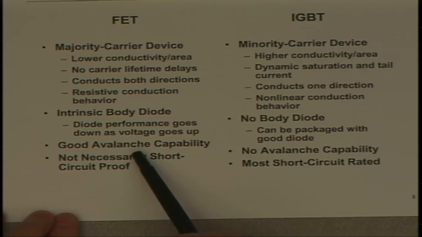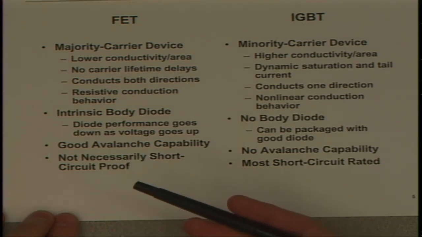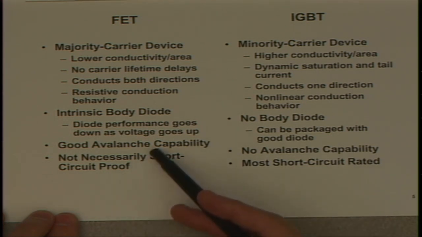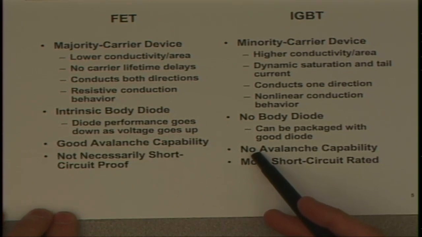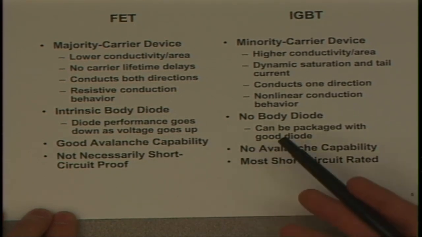FETs have avalanche capability, meaning that you can allow the voltage to exceed the breakdown voltage as long as it's driven by a current that's beneath the current limit in avalanche. IGBTs, you really can't. They don't have any avalanche characteristics. So you need snubbers of some kind to constrain overvoltage.